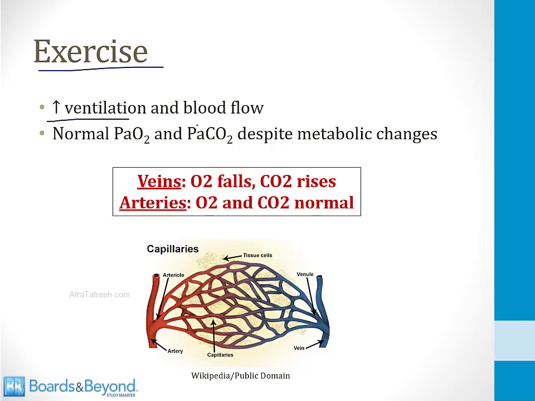Your ventilation rate goes up and your blood flow goes up because of an increase in cardiac output and heart rate. Your arterial oxygen and carbon dioxide levels should stay normal despite the metabolic changes, assuming your lungs are working and you increase your ventilatory rate. This means that on the venous side of the vascular system, the oxygen level falls and the CO2 level rises. But on the arterial side, where the blood has just passed through the lungs, the oxygen level will be normal and the CO2 level should be normal.